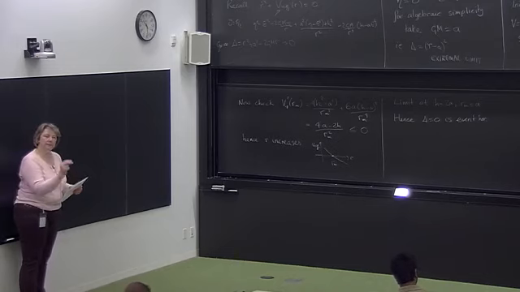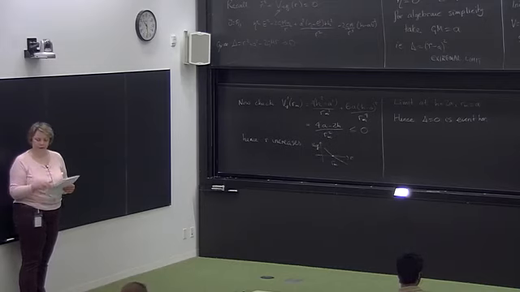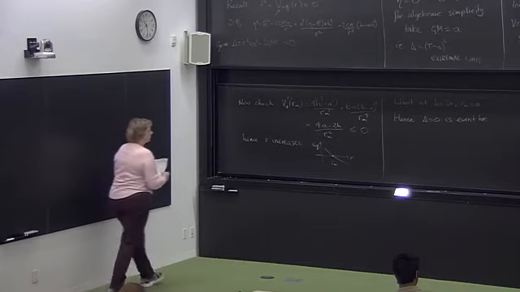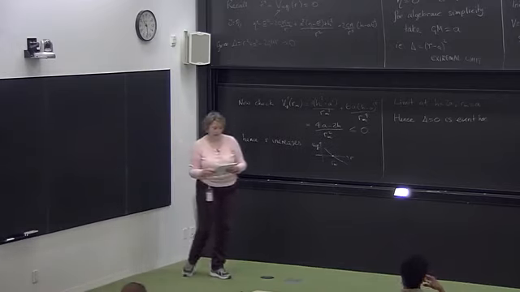You can still escape from within the ergo region, but you just can't be stationary within the ergo region, at least stationary with respect to an observer at infinity. So let's just look a little bit more at what happens around a black hole.